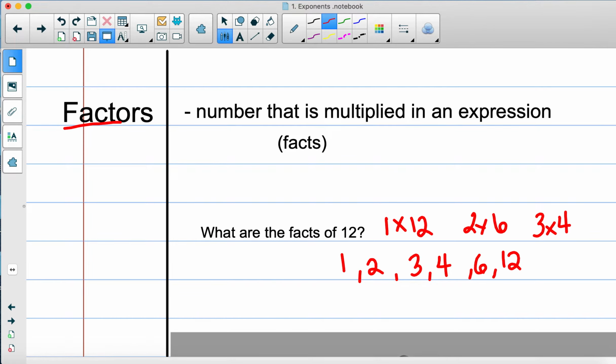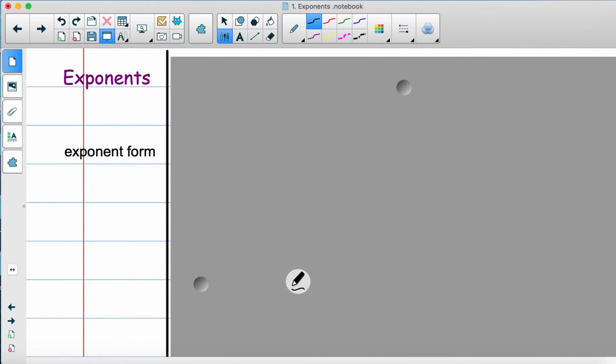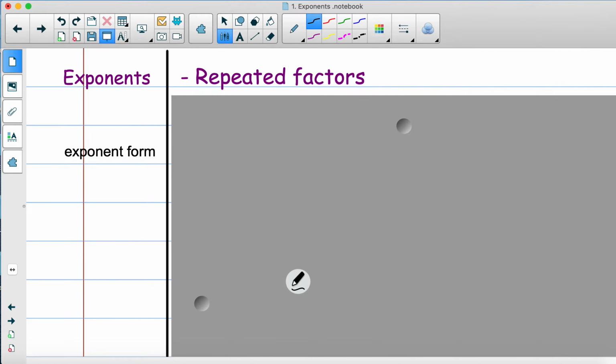Either way, it's fine, just as long as you get each of the facts. Because today, we are going to be learning something called exponents. Exponents, it's your next vocabulary word. Just keep going down your paper. Don't turn to the next page. Exponents are repeated factors or repeated facts. We're going to take that same fact and we're going to repeat it.